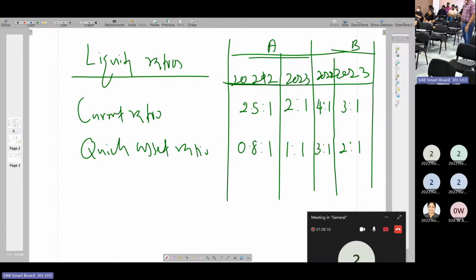The following again, current ratio. So 2.5 is very good. 2 to 1 is good. 2.5 very good. That's 4 to 1. This is your conclusion.